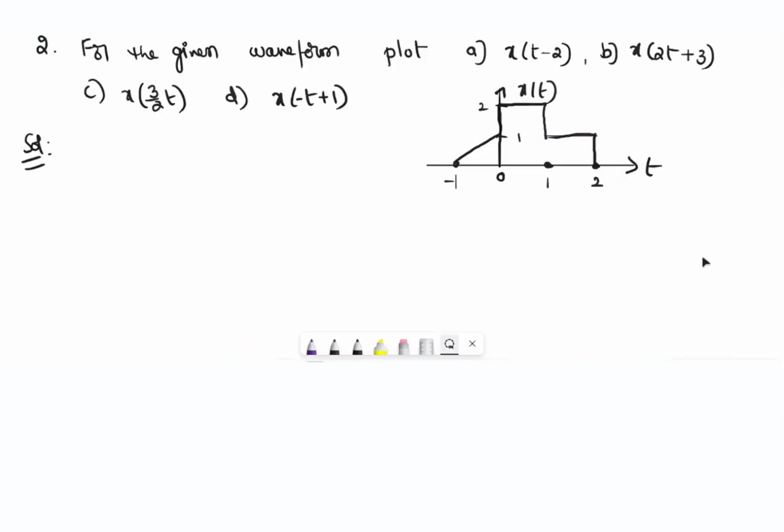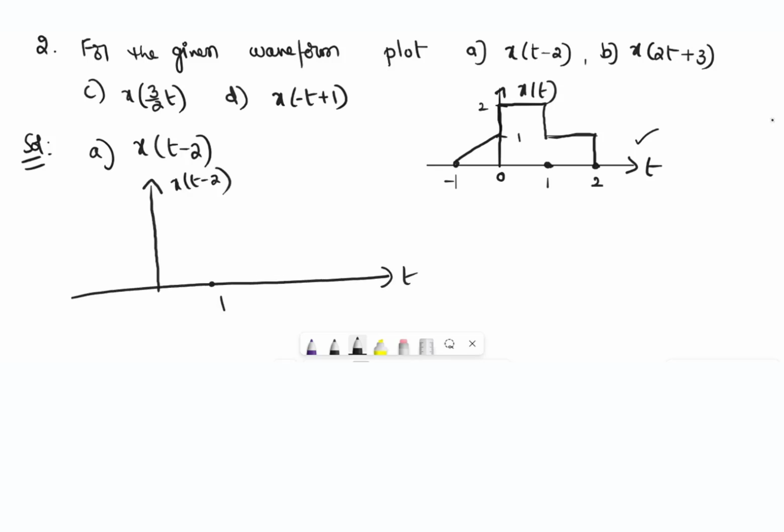This is the second problem. For the given waveform, plot x of t minus 2, x of 2t plus 3, x of 3 by 2 into t, x of minus t plus 1. So this is the given waveform. Start the first one, x of t minus 2. So simply you have to shift the signal to t is equal to 2. This is 1. When you shift this 0 to 2, you need another 2 points.